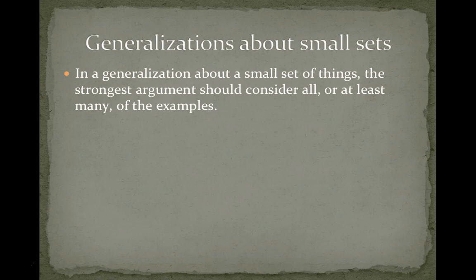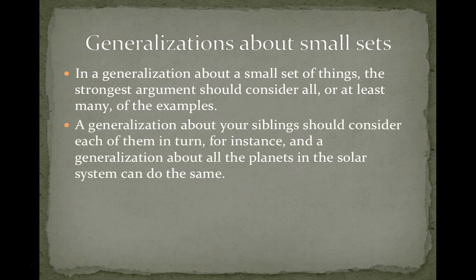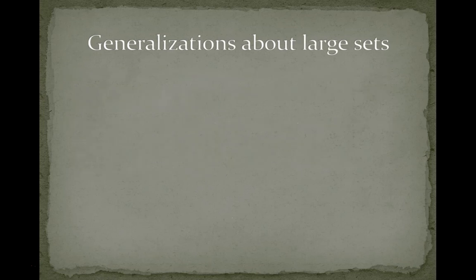When you're coming up with generalizations about small sets of things, the strongest versions of the argument should consider all, or at least many, of the examples in your small set of things. A generalization about your siblings should consider each of them, for example. And a generalization about all of the planets in the solar system should also include all of the planets in the solar system, because it's a small set, and the generalization is going to be better if you can consider each example in the set.